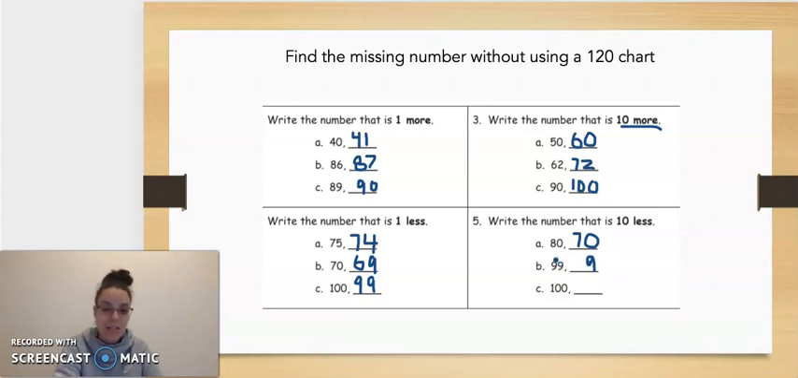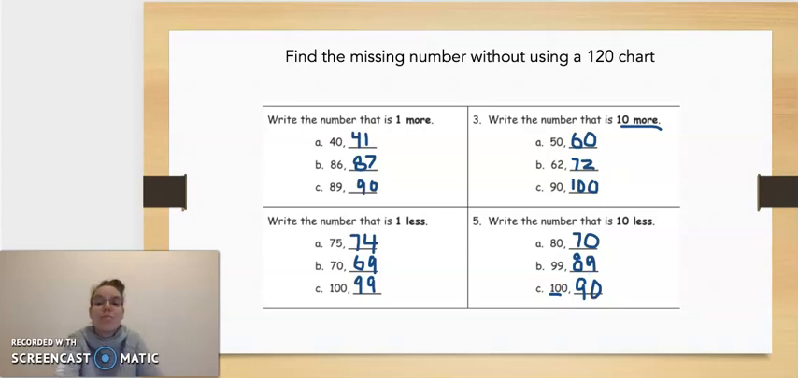99, we need to find 10 less. The 9 turns into an 8. 10 less than 10. 10 less than 10 is 0. Add the 0. 10 less than 100 is 90. Perfect.